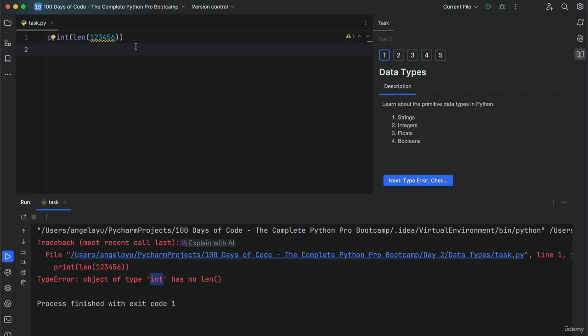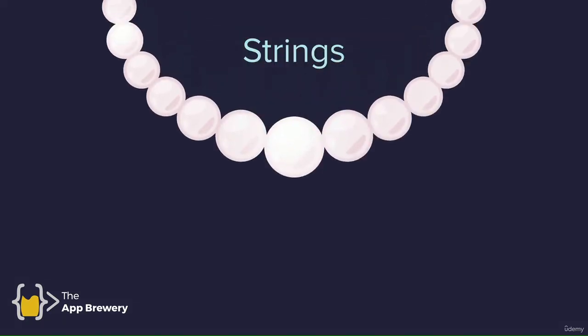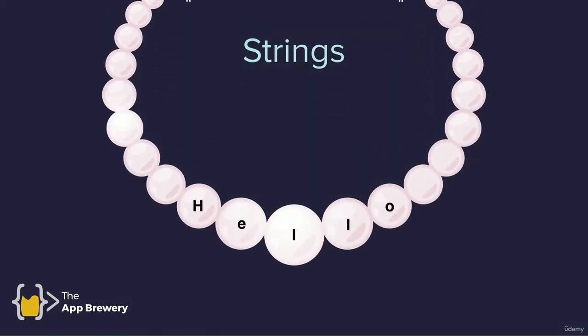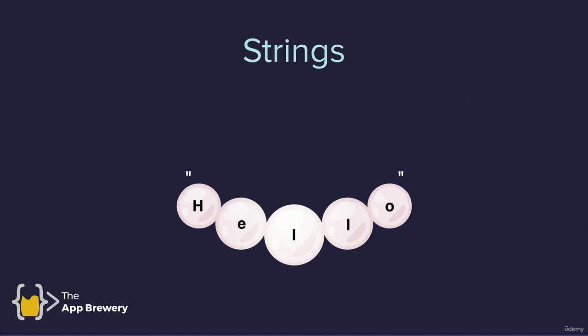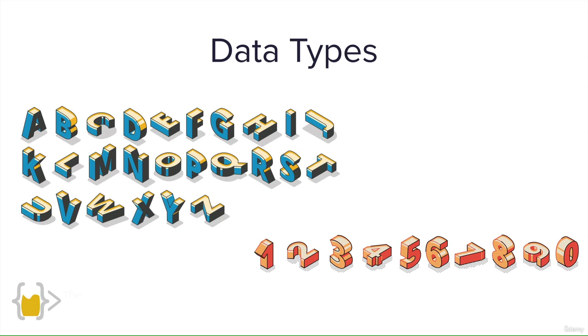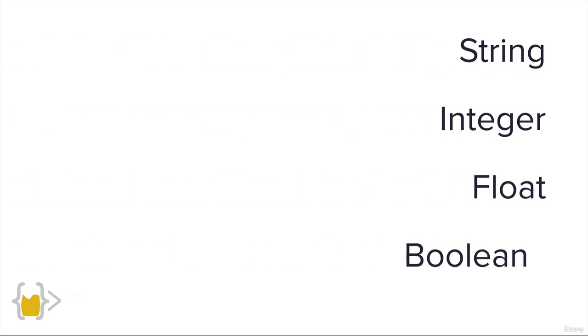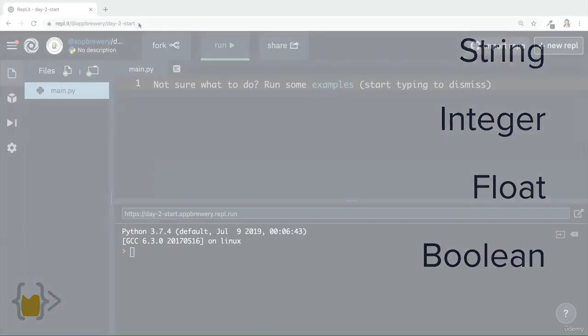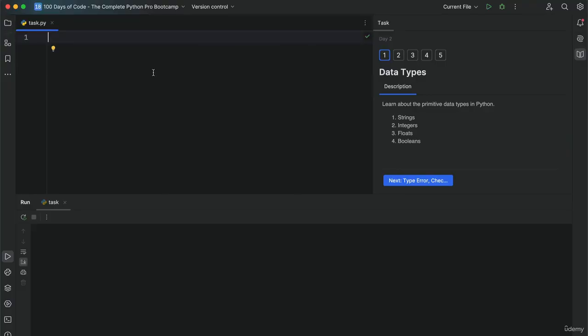So what is all of this about? Well, in order to understand it, we first have to learn about data types. Now, on day 1, we already explored this data type called strings. You're probably not going to be surprised to learn that there's a whole lot of other data types out there. And today, we're going to explore some of the most important and some of the most basic data types, such as strings, integers, floats, and booleans. And we'll explore each of these in detail. So let's take a look at some of the data types.